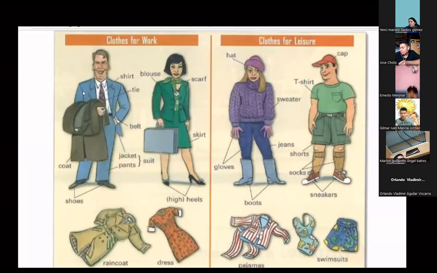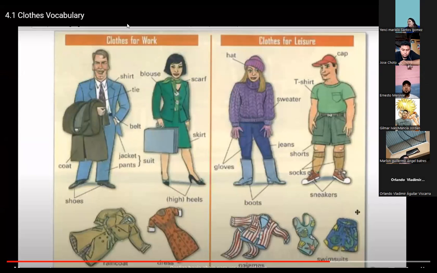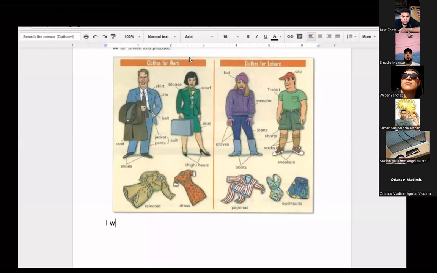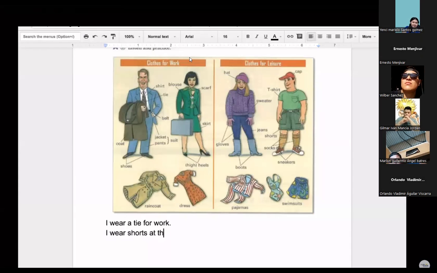Now it's your turn to practice the vocabulary that we just learned. I would like for you to talk about the clothes that you wear for work and the clothes that you wear for leisure. If the clothes are not mentioned here, you should add them. For example, I wear a tie for work. I wear shorts at home. After you do this, please share your work in our discussion forums.